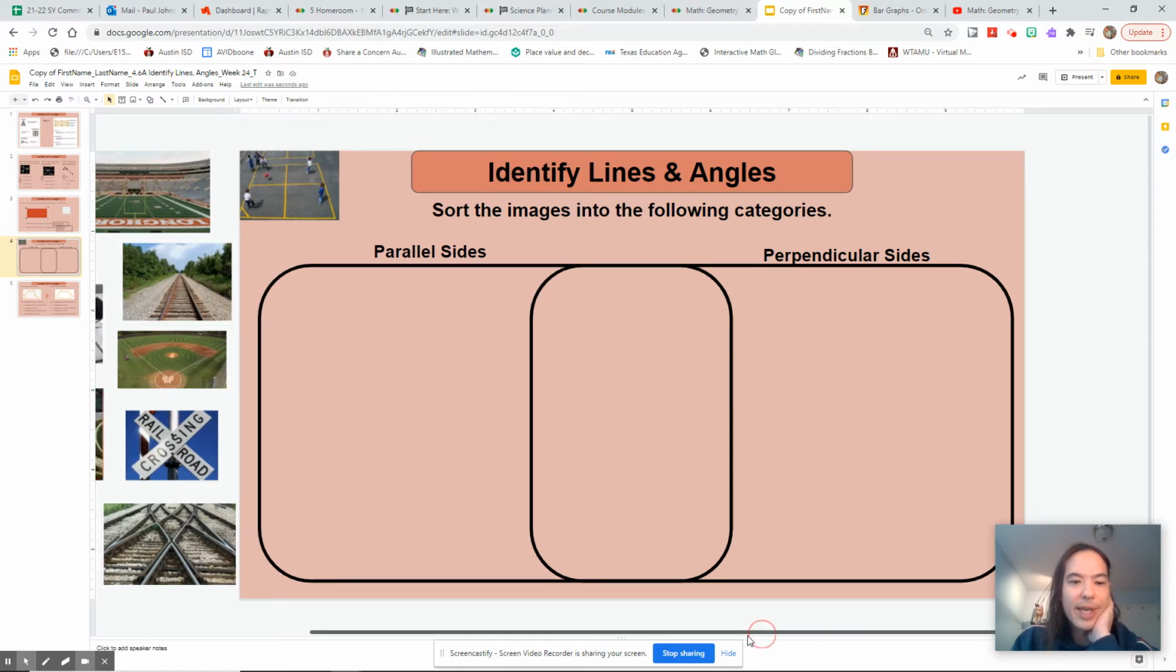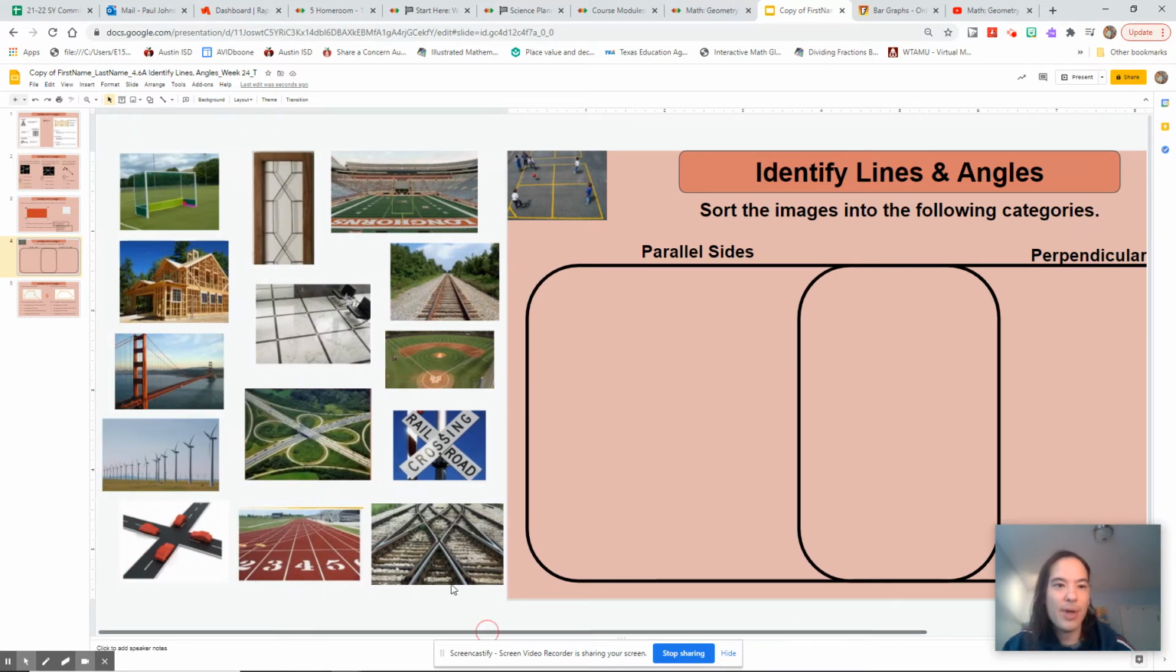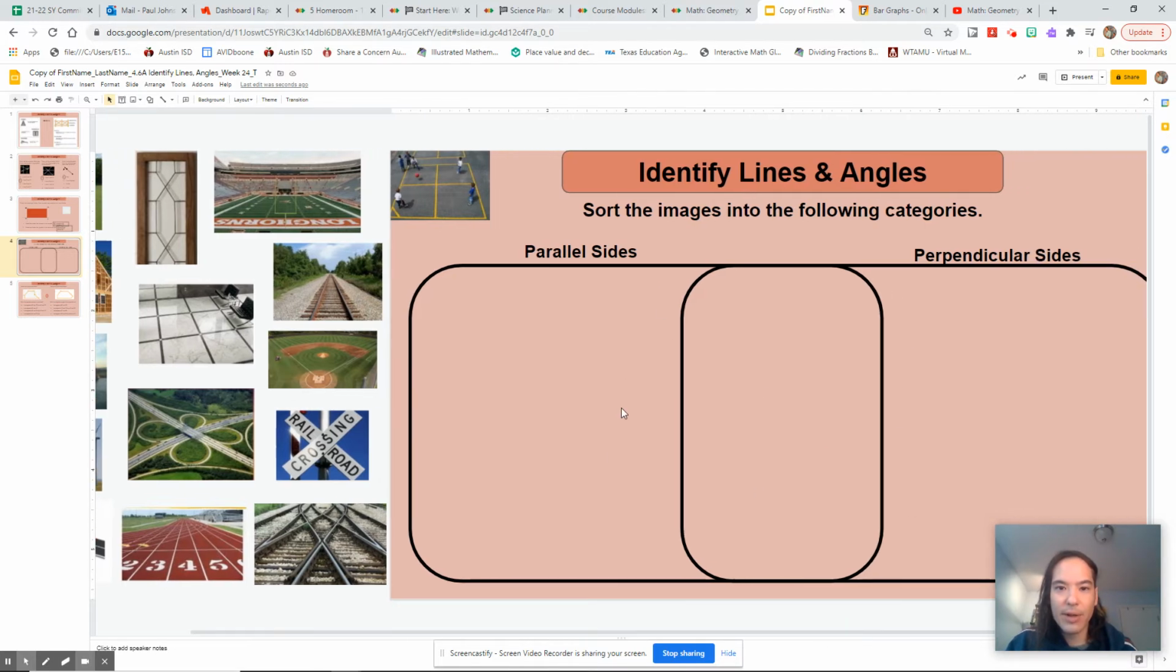We are going to try and categorize all of these pictures on the left with our Venn diagram over here on the right. So remember, everything that's parallel will fit over here. Everything that has perpendicular will fit on the right side. And if they have both parallel and perpendicular intersections, they will fit in the middle of the Venn diagram. All right. So parallel sides and perpendicular sides.